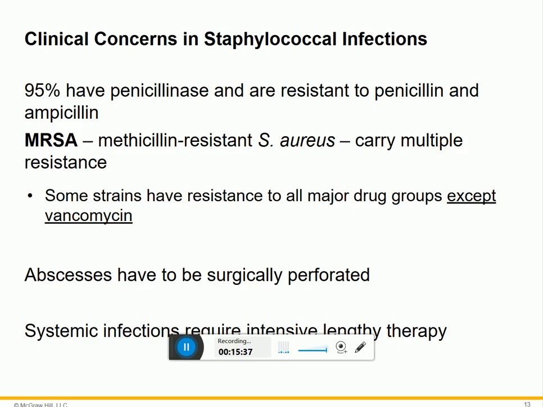So we do have an option to treat these patients with. If the patient has an abscess, it needs to be surgically perforated and drained. If a person has a systemic infection like an osteomyelitis or bacteremia, this is more of an aggressive, extensive, or long therapy.